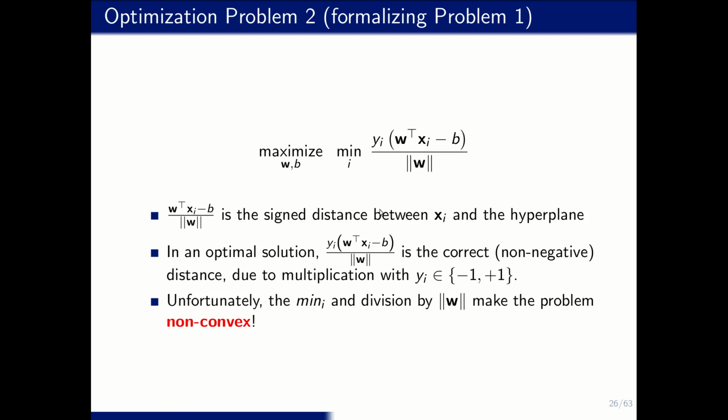Unfortunately, however, we have this minimum over all the training examples, and we also have this division by the norm of our normal vector, and therefore this problem is a valid optimization problem, but it's not convex. In particular, we cannot guarantee a global optimal solution. So let's try something else, because I promise you in the end we will come up with a convex solution which we can solve globally optimal.